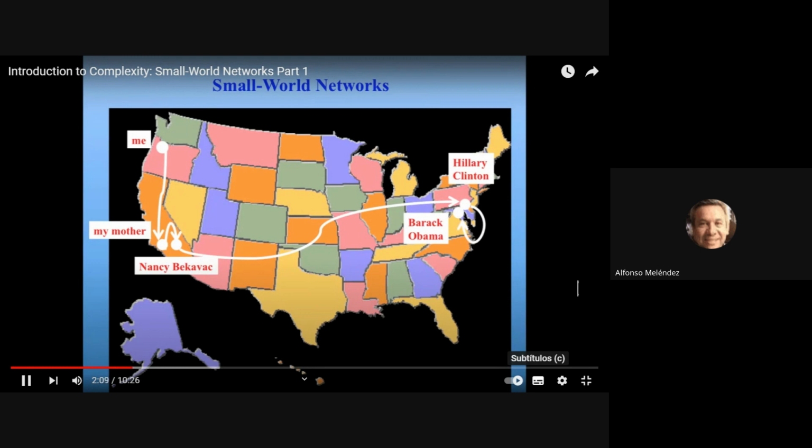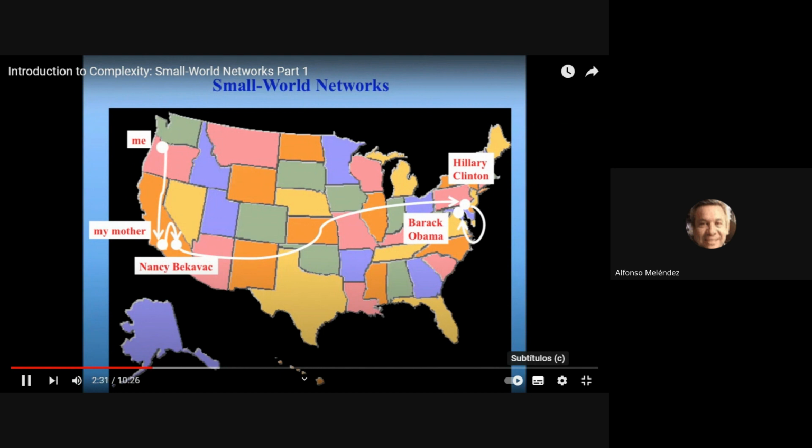So amazingly, my connection to Barack Obama only takes 1, 2, 3, 4 hops. I don't think there's anything particularly special about me. I think any of you can pick a famous person in your own country and try and find a relatively short path to that person.